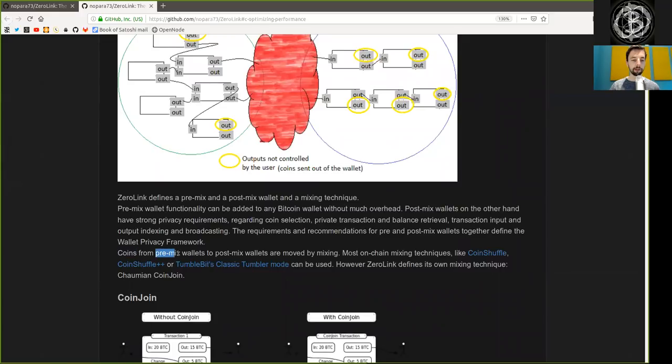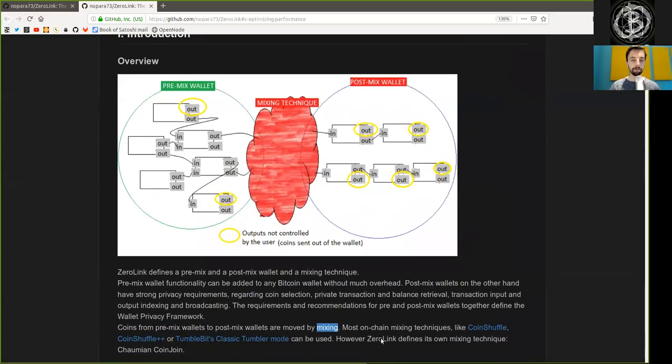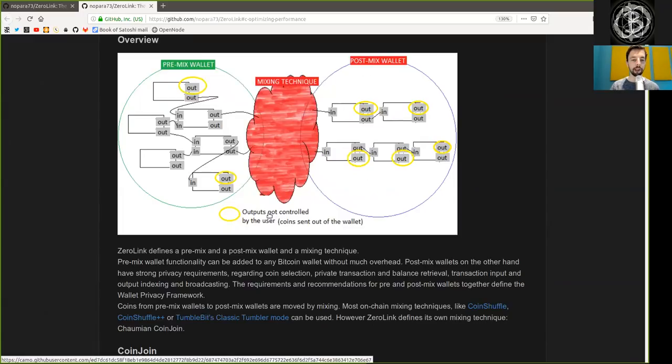Coins from the pre-mix wallet to the post-mix wallet are moved by mixing. Most on-chain mixing techniques like CoinShuffle, CoinShuffle++, and TumbleBit Classic Tumbler Mode can be used. However, ZeroLink defines its own mixing technique, Chaumian CoinJoin. And here we see the pre-mix wallet, the post-mix wallet, and a mixing technique, where the outputs are not controlled by the user, the coins sent out of the wallet.